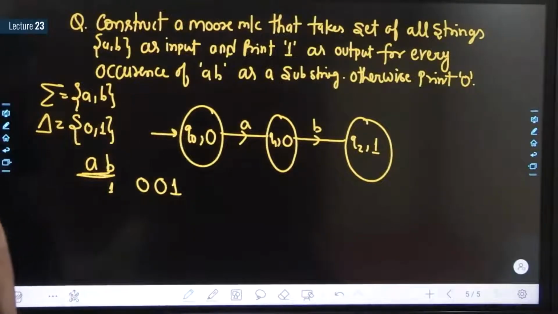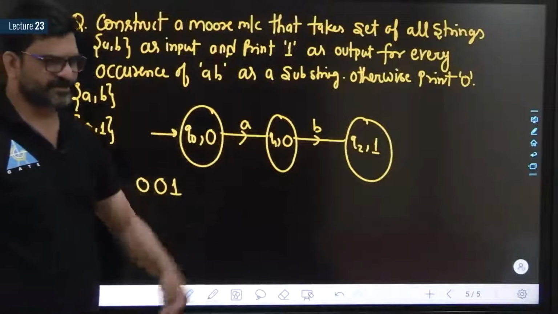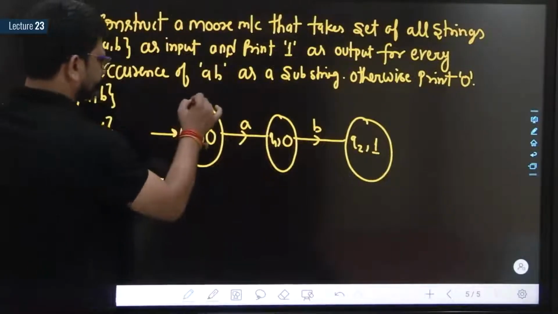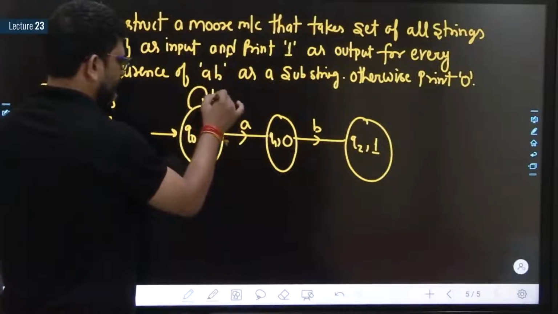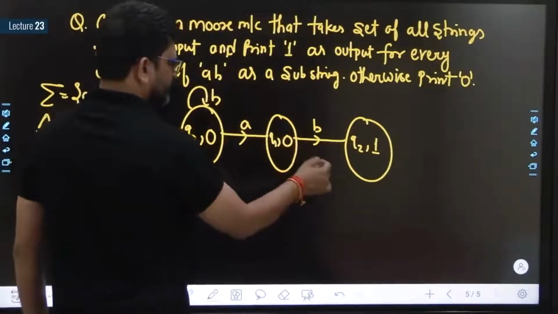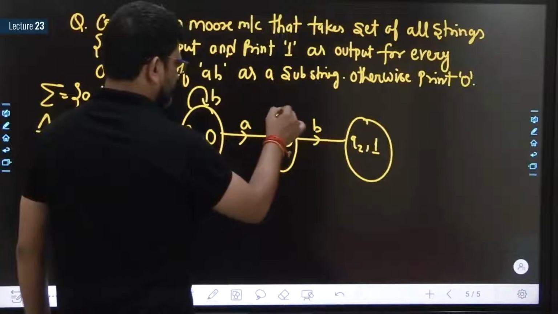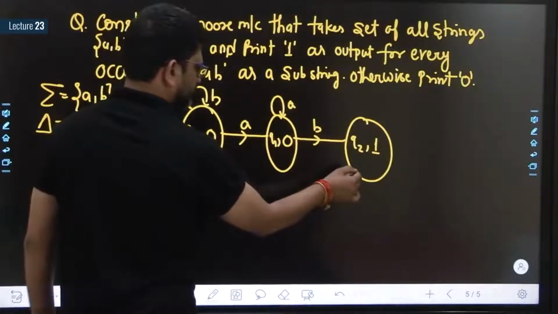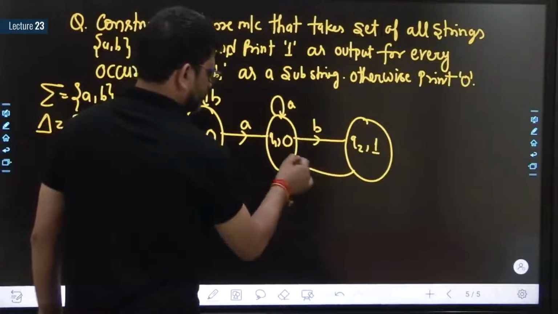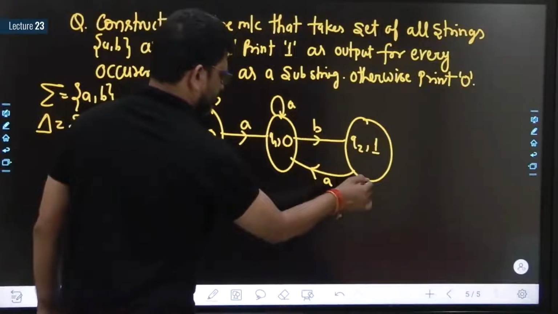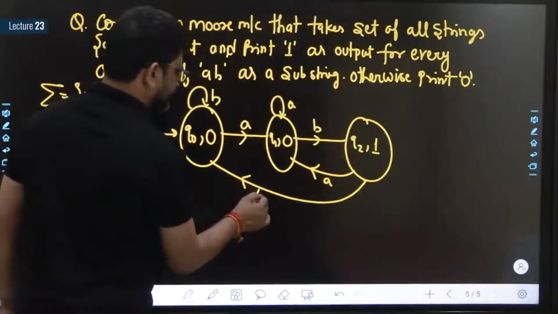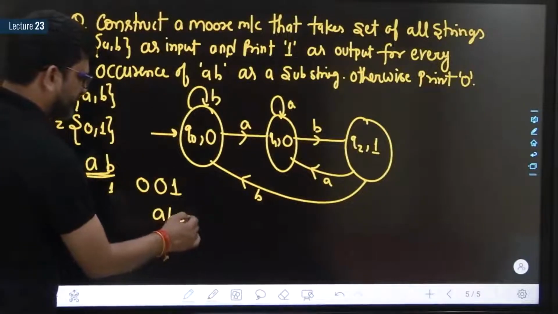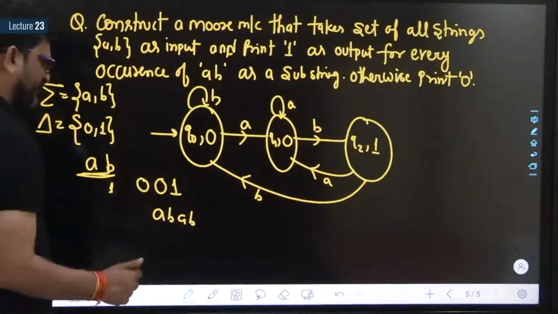Now, make this diagram deterministic. B, A, B. Check. See AB, it prints 2 times 1.